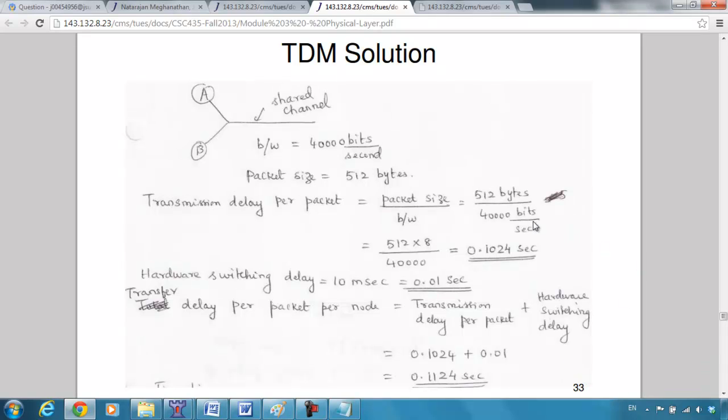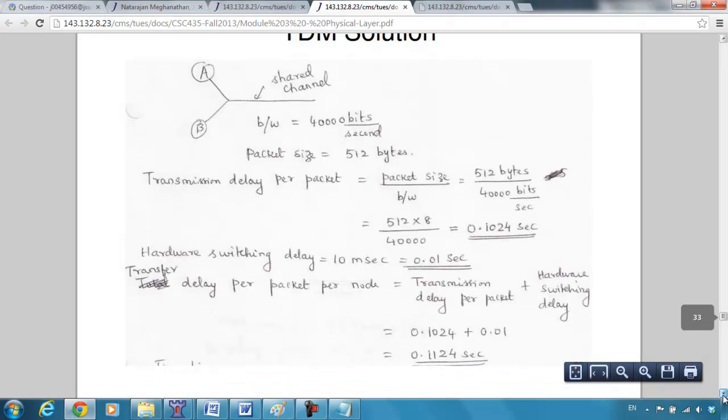So the transmission delay per packet is the packet size over the bandwidth. So packet size is 512 bytes divided by bandwidth, which is 40,000 bits per second. So we have to convert the bytes to bits. 1 byte is 8 bits. So 512 times 8 divided by 40,000 bits per second, so it's 0.1024 seconds. The hardware switching delay is given as 10 milliseconds, which is 0.01 seconds. So for one particular user, the transmission delay 0.1024 plus hardware switching delay is 0.1124.